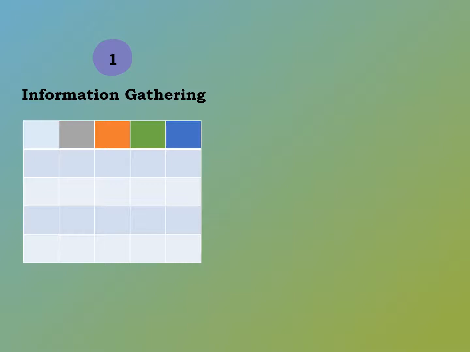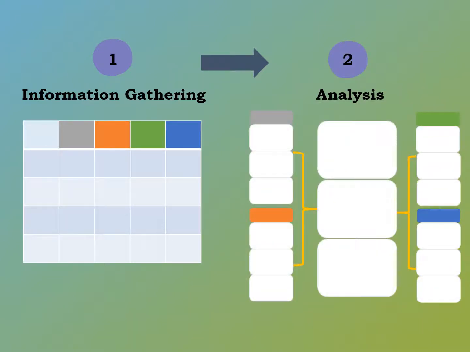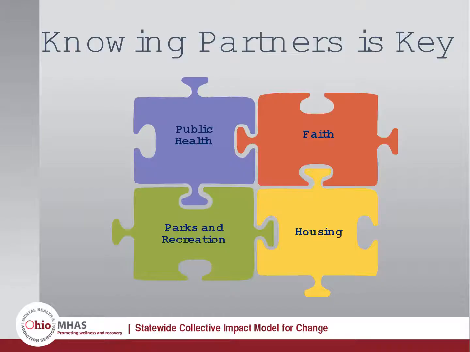Here is what the two-step process looks like, with phase one, information gathering, providing a building block for phase two, or analysis. To complete the Collaboration Multiplier process effectively, it's important to engage in both phases and not do one without the other. As mentioned earlier, knowing your partners is key so that you can engage them in both phases to strengthen your collaboration.